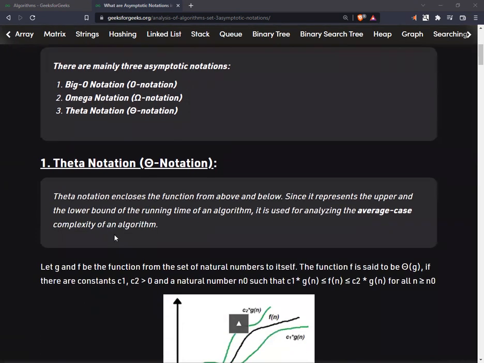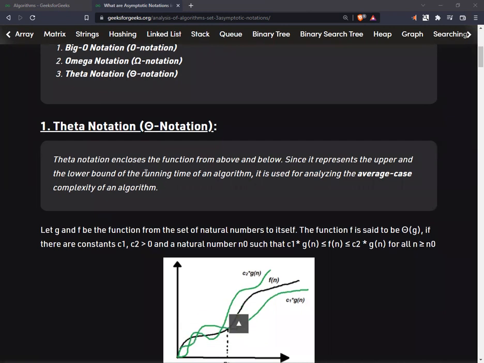Big theta notation. Theta notation encloses the function from above and below. Since it represents the upper and the lower boundaries of the running time of an algorithm, it is used to analyze the average case of the complexity of an algorithm. So theta notation is for the average case.